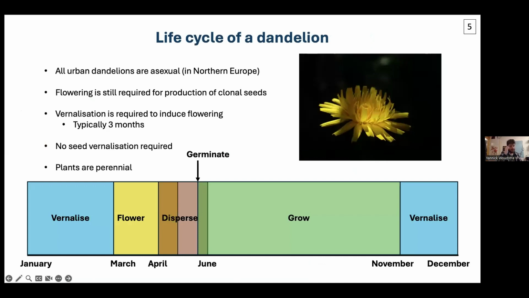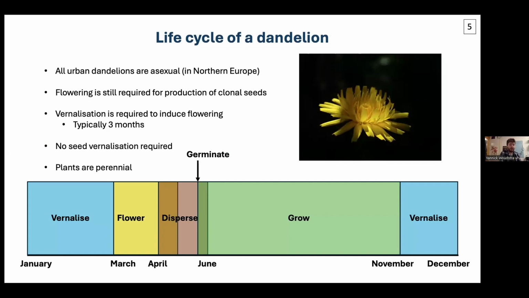So how is a dandelion impacted by urbanization? Let's take a close look at the life cycle to understand this better. All urban dandelions are asexual, at least the ones here in Northern Europe, but they still need to flower in order to activate their clonal seed reproduction. So all of the stages of the life cycle are still affected.